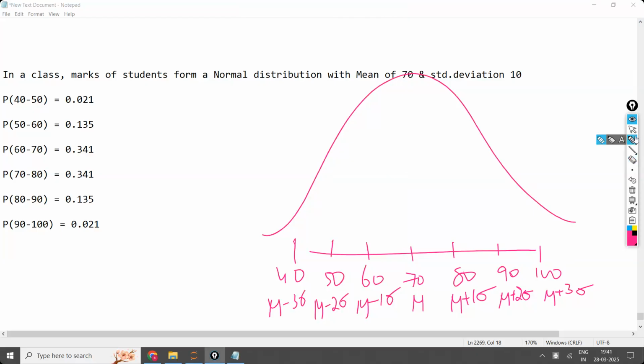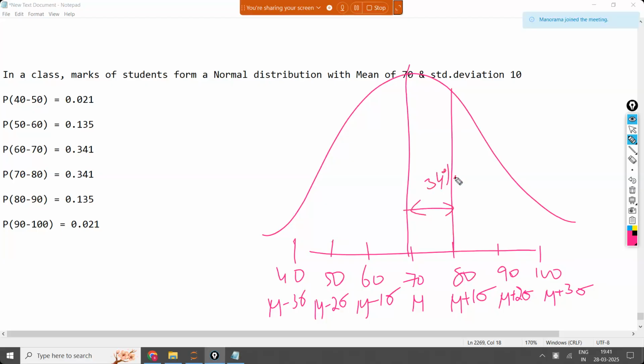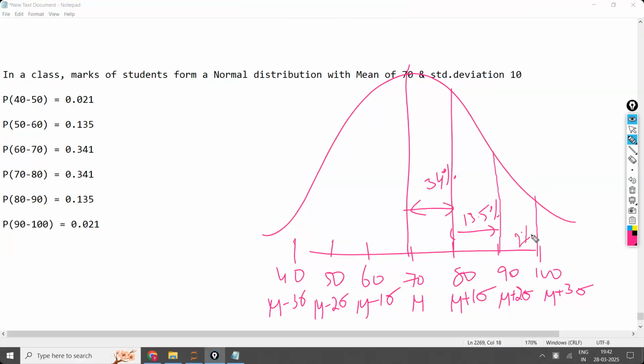is the area between 70 to 80. What is the area between 70 to 80? That is from here to here. The area is 34%. If I write it in terms of percentage, percentage means just multiplying by 100. Every value, if you multiply by 100, you will get in terms of percentage. So I'm just calculating 34%. From 80 to 90, how much percent? It is 13.5%. And from here to here, it is 2.1%.